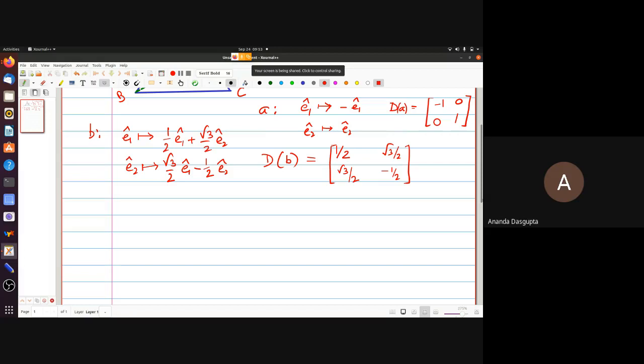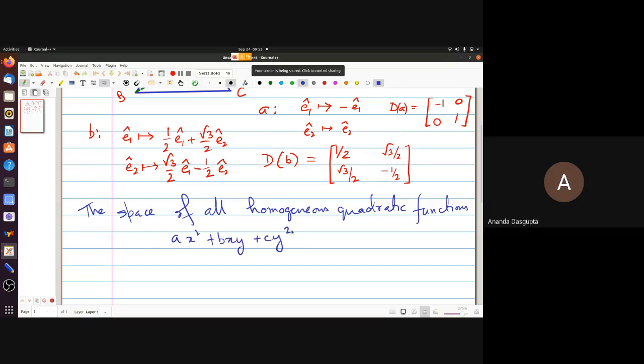So once I know all this, how do I work out the representation that follows from this one in the function space? Now, I'm not going to talk about what happens on the entire function space. Let's be a bit selective. Let's talk of the space of all homogeneous quadratic functions. That is, functions of the kind ax square plus bxy plus cy square.